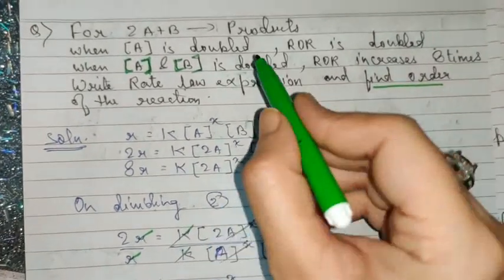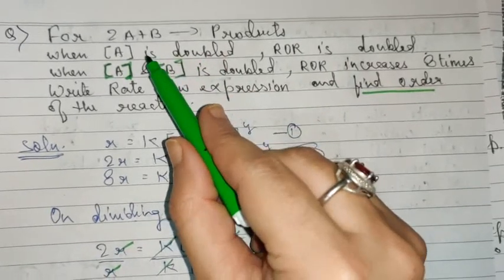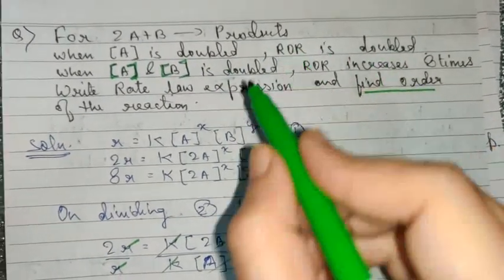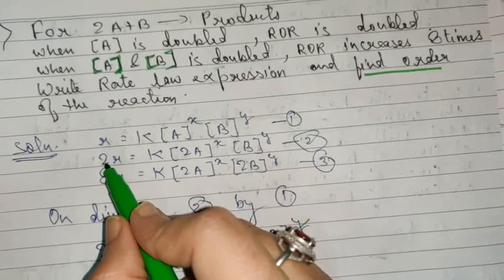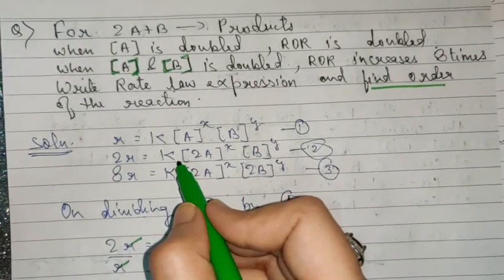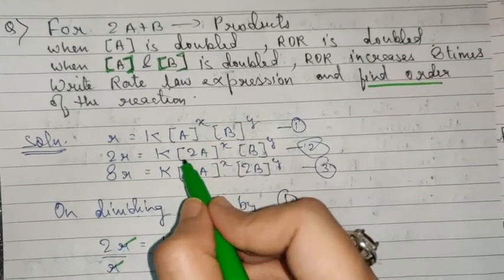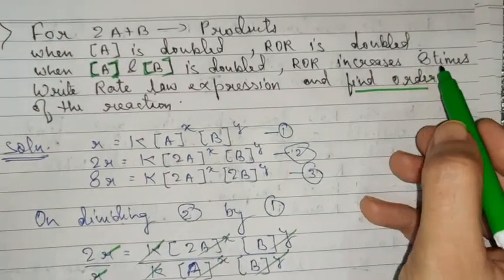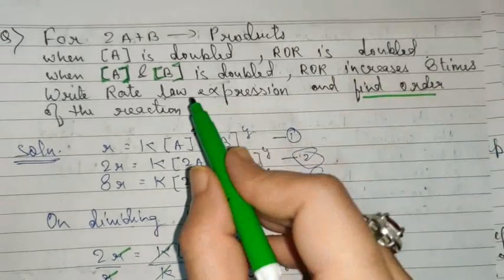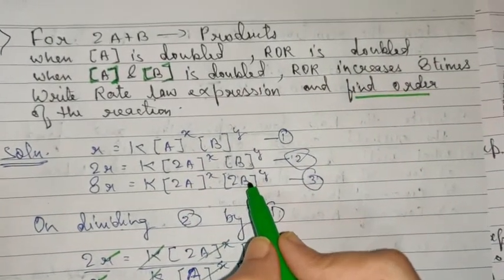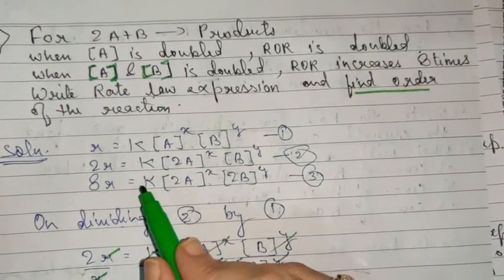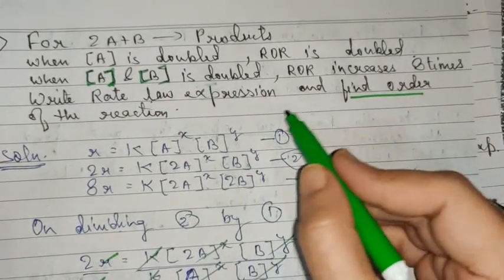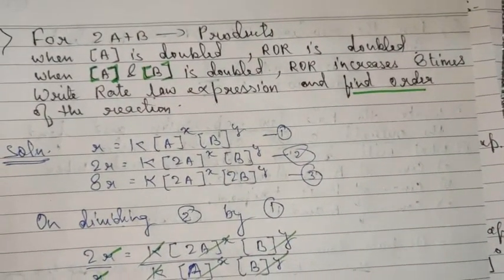Then what is the second part saying? It is saying when A is doubled, the rate of reaction is also doubled. That means the second equation that will be found will be 2R equals the expression when the concentration of A is doubled. Now the third is saying the rate of reaction is getting 8 times when both are doubled. So 2A and 2B in concentration and the rate of reaction is 8R. So you have three equations here. Now you have to apply your brain here.